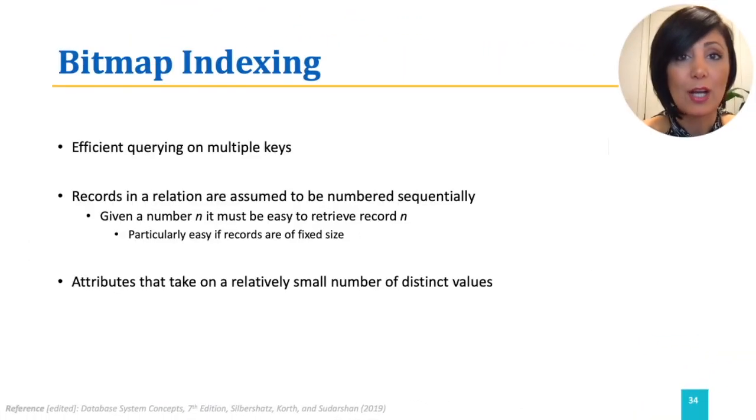Bitmap indexes are also a specialized type of index designed for easy querying on multiple keys. However, each bitmap index is built on a single key. Bitmap indexes work on records that are numbered sequentially, for example, 0 to n. A bitmap is an array of bits, and the bitmap index on attribute A of a relation R includes one bitmap for each value that the attribute can take.